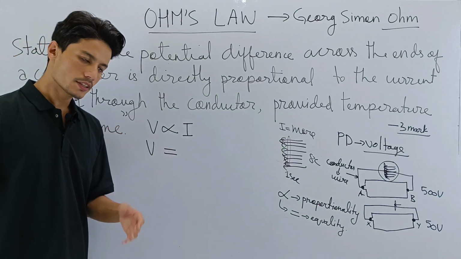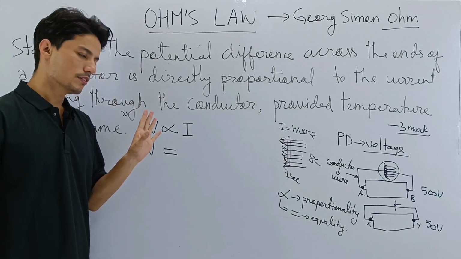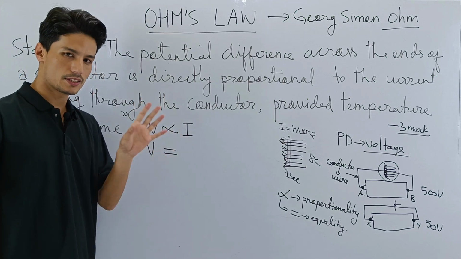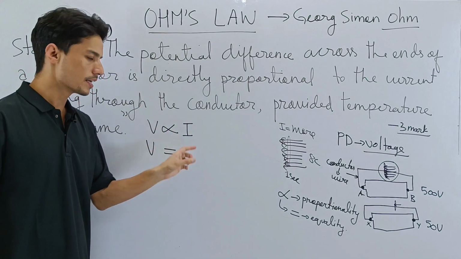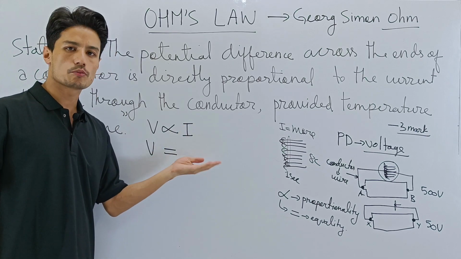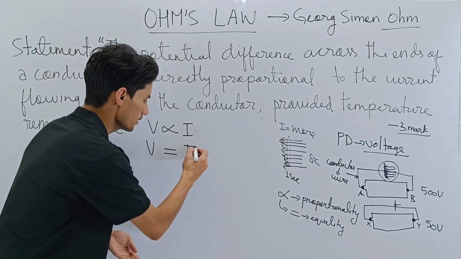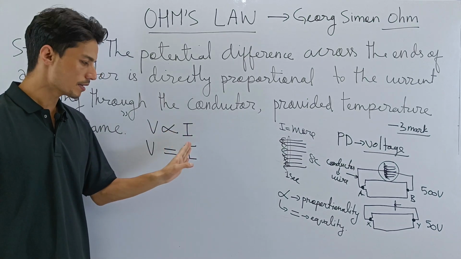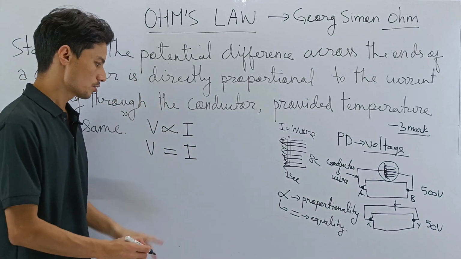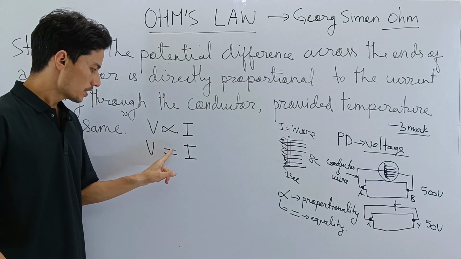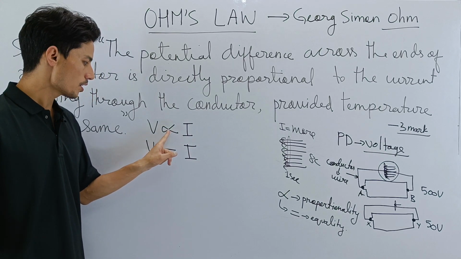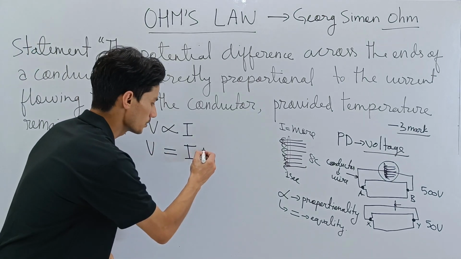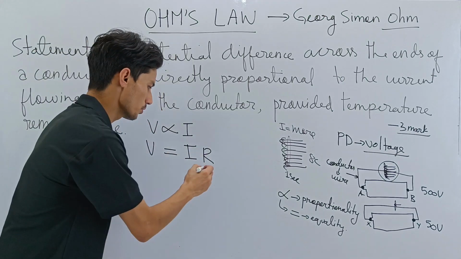Am I allowed to do this? Actually, I can do this. But there is something small we have to bring, then only I'll be allowed to do this. Directly if I write like this, this is totally wrong. So how can I make this correct? By bringing a constant. I can replace the sign of proportionality and use equality provided I bring a constant. So I'm going to bring a constant R.